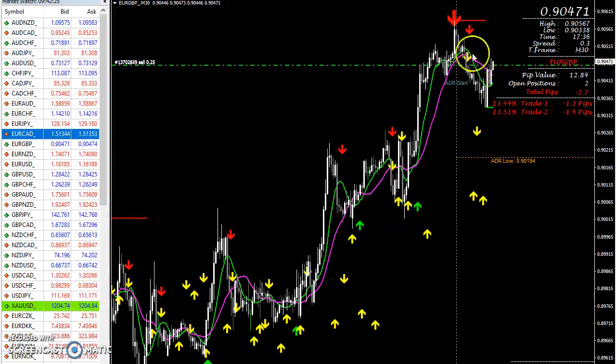I just entered in on this trade right here. Triple arrows to the downside, 1, 2, 3. But what do I look for?